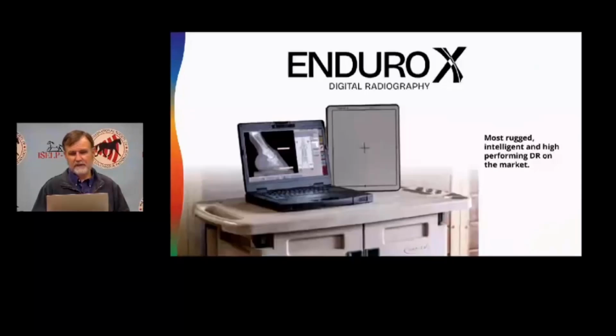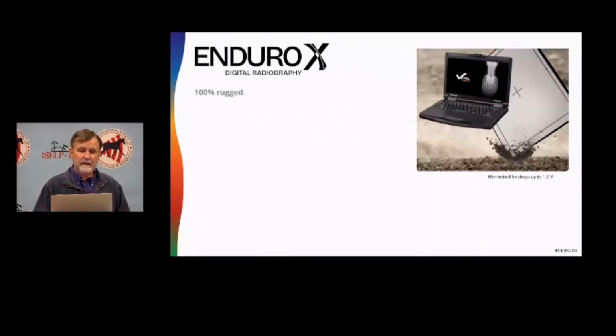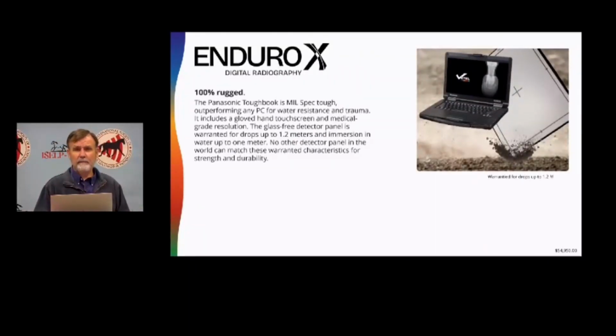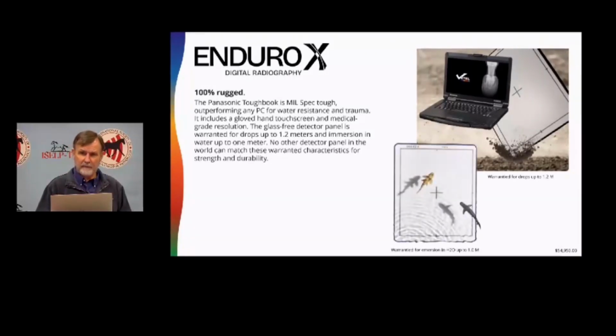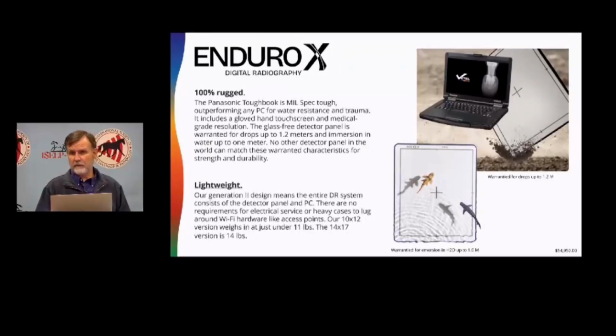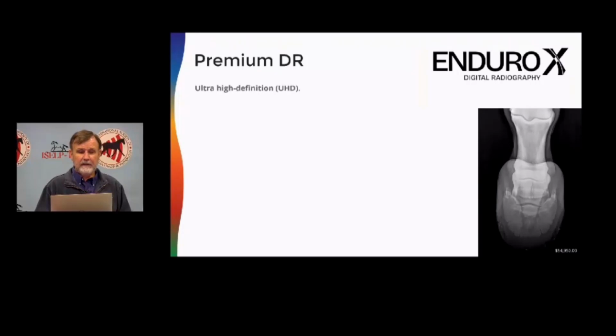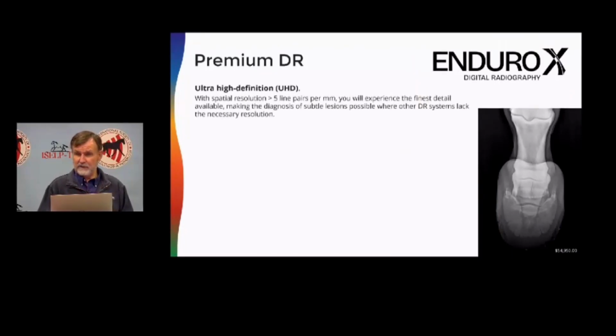Think dash, think speed. The Enduro X is our flagship product. This is the finest DR system there is on the market now. This system is 100% rugged. The panel is warranted for a drop of up to 1.2 meters and immersion in water for up to 1 meter. It comes with a Panasonic Toughbook, which is also military spec rated. It's a very light system. The whole system in a 10 by 12 panel weighs under 11 pounds with battery life of 8 to 10 hours.